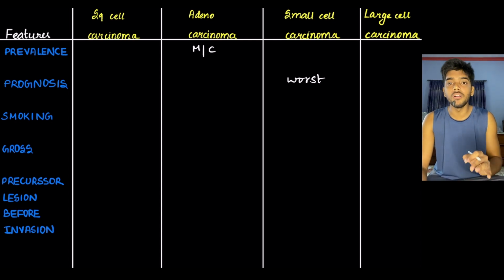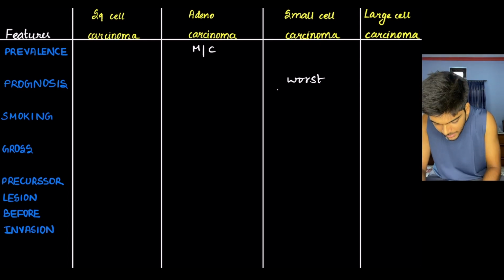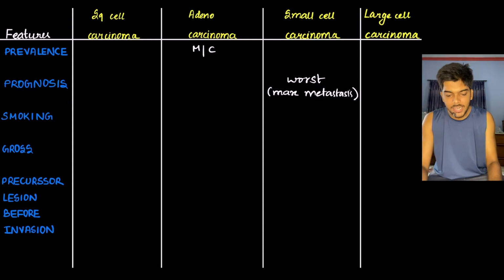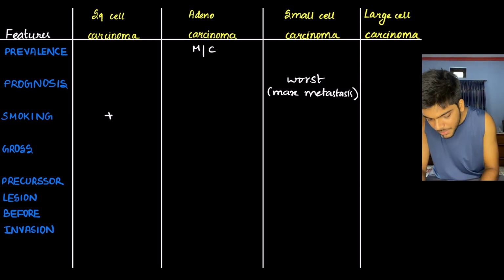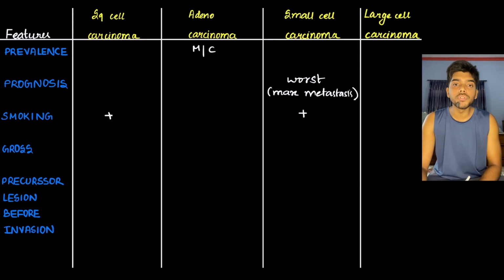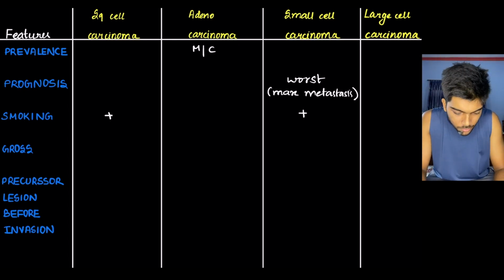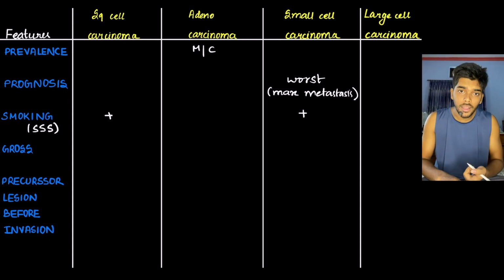One of the reasons also being that it shows the highest level of metastasis. So it shows maximum metastasis. Affiliation with smoking. Squamous cell carcinoma and small cell carcinoma have strong affiliation with smoking, which you can remember as SSS. So S for smoking, S for squamous cell carcinoma, and S for small cell carcinoma.